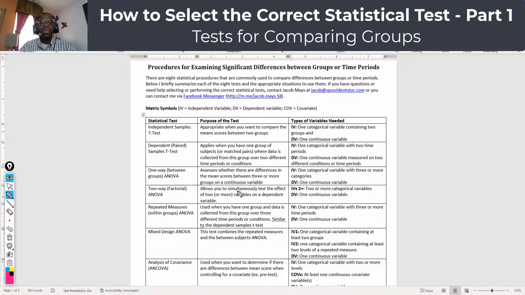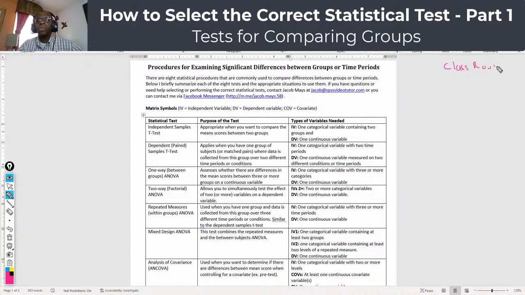It allows you to simultaneously test the effect of 2 or more variables on a dependent variable. So you have 2 or more IVs that are categorical. It's very important: when you're comparing groups, your IVs always have to be categorical. Your DV has to be continuous, either interval or ratio scale. So let's say our first IV is class. The independent variable is classroom.